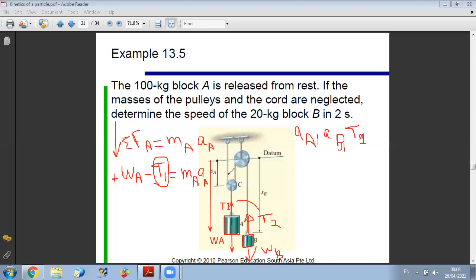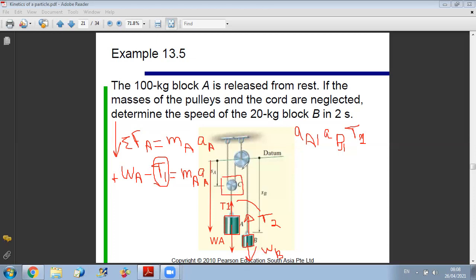T1 is double T2. Very good. Why? Because if we follow the pulley, then on the top of the one where T1 is located, there is T2 and T2 on right and left. Yes. What's your name? Steven. Okay, Stephen. Thank you.